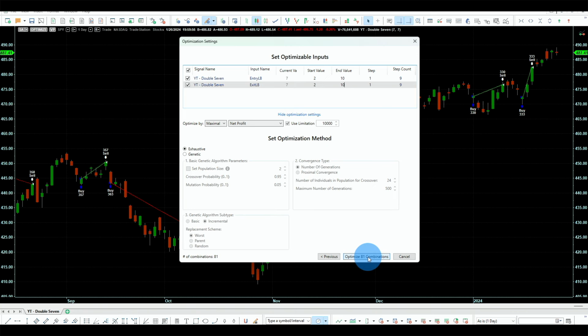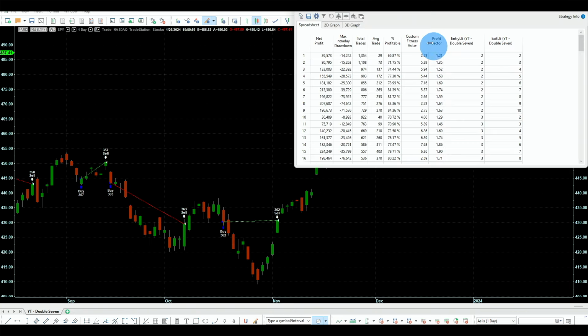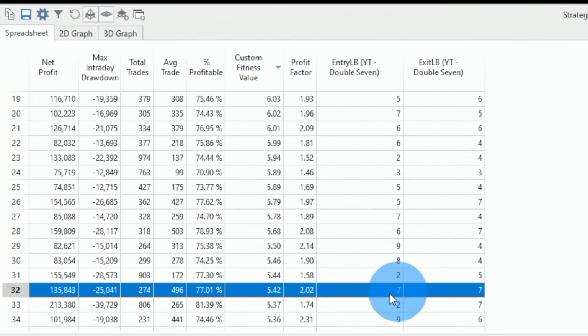So 81 combinations in total. And here are the results. And if we sort by return to drawdown, so here is our original strategy. Out of 81 combinations, our original strategy is at 32. So we have 31 strategies better than ours.